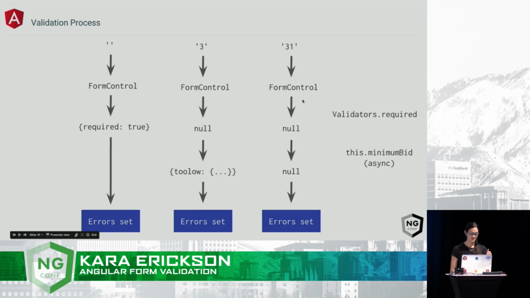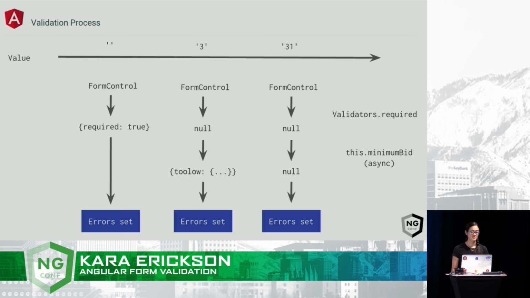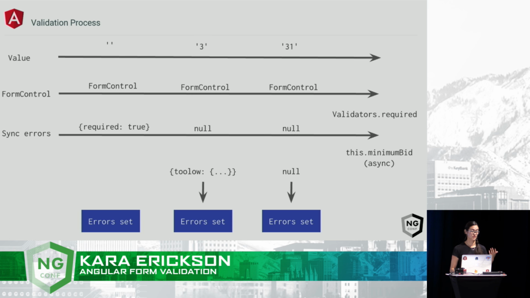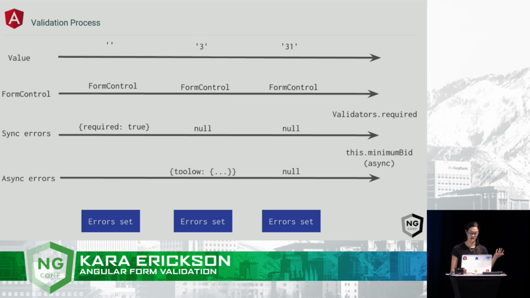So in this way, we're thinking about it from top to bottom, from one value change all the way to a status being calculated, but you can also think about it from left to right. If you think about it that way, it becomes clear that you have these values that are arriving over time, right? So you have this stream of values. And this stream of values kicks off this stream of form controls that are passed into validators.required. And validators.required returns a stream of synchronous errors. And eventually, once it goes through the async validator, or not, depending, we get this stream of async errors.